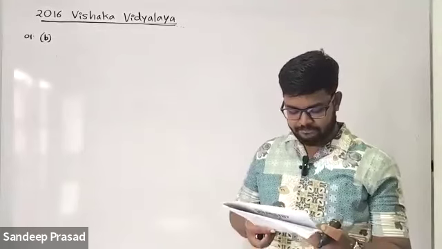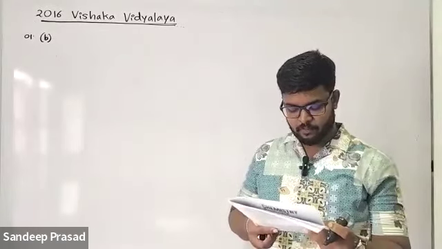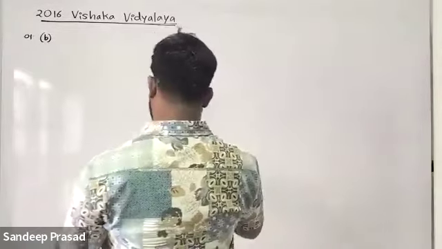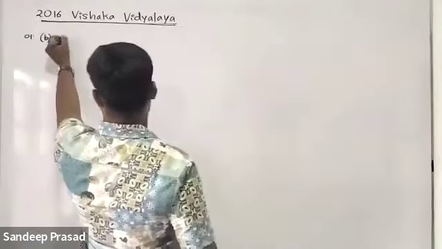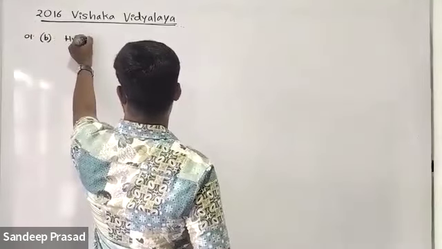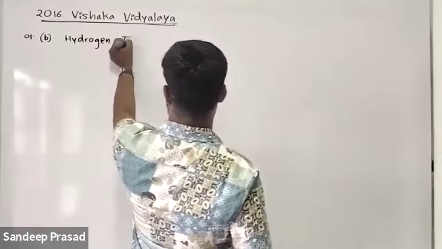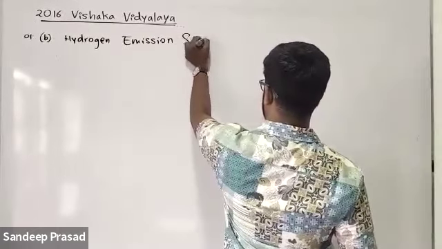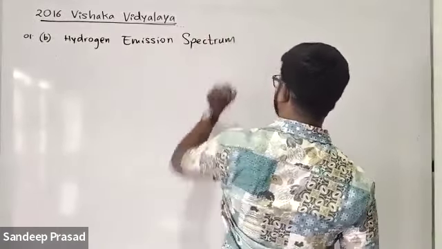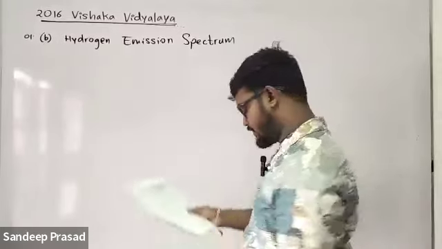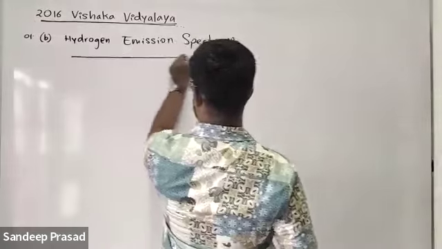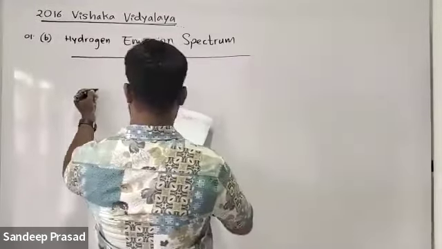Following is a diagram showing transitions of electrons between energy levels of hydrogen. So they have given the diagram related to the hydrogen emission spectrum. So this question is related to the hydrogen emission spectrum that we discussed in the first unit, right? They have given the line diagram. So this is n equal infinity.